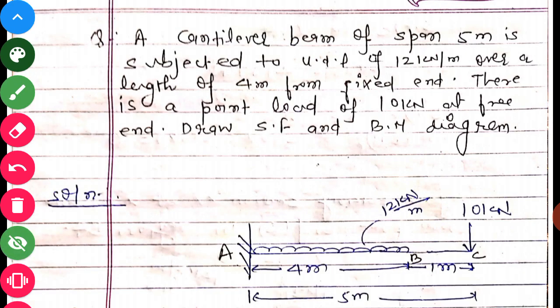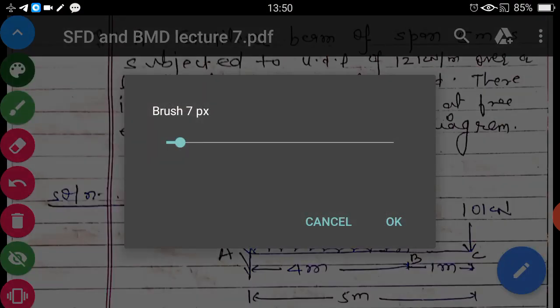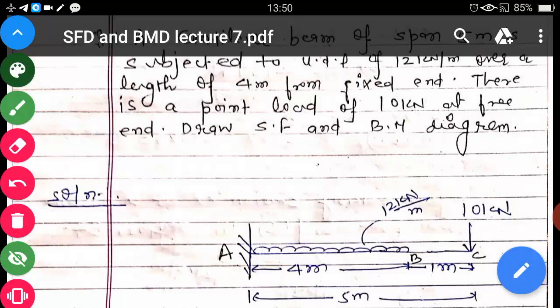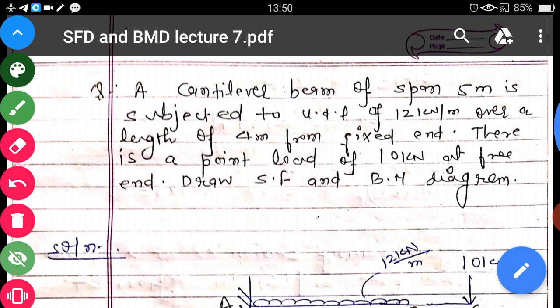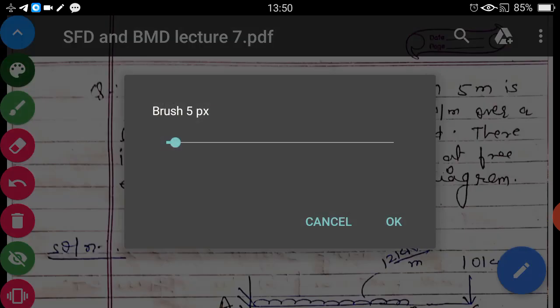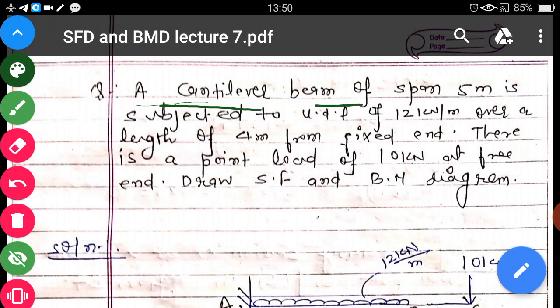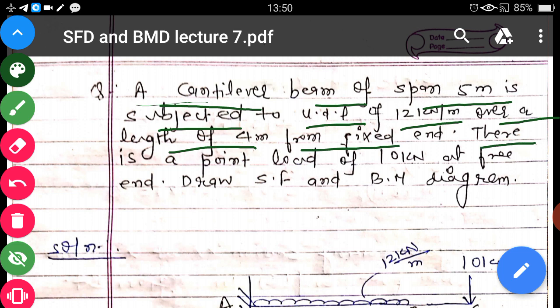Dear students, this is the question regarding cantilever beam. You see here, this is the question: a cantilever beam of span 5 meter is subjected to UDL of 12 kN per meter over a length of 4 meter from fixed end. There is a point load of 10 kN at free end. Draw shear force and bending moment diagram.